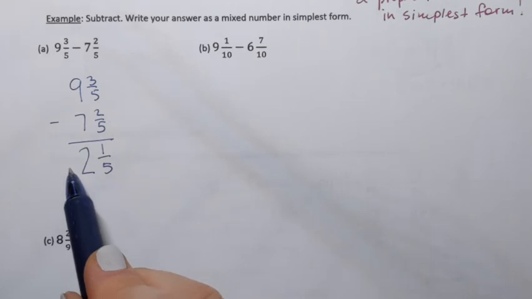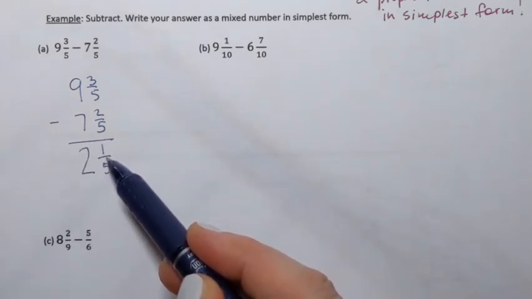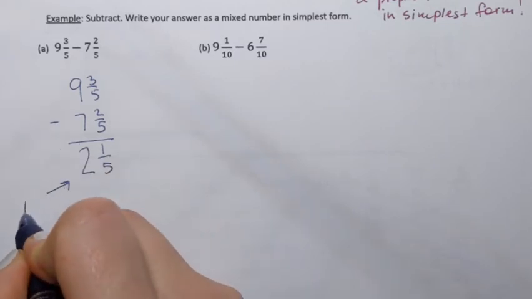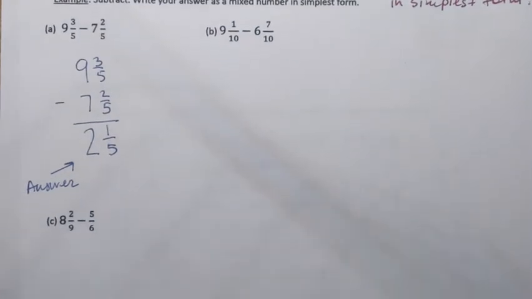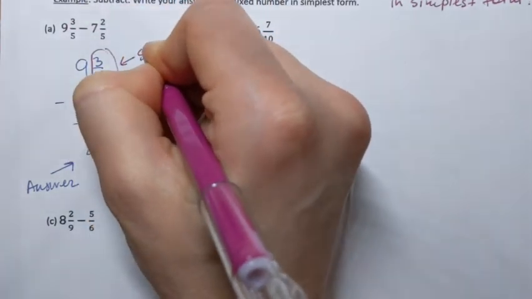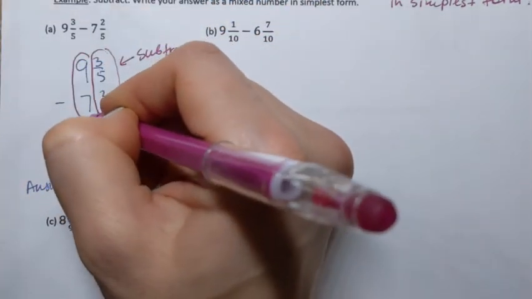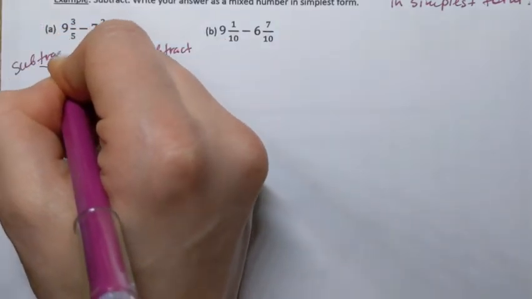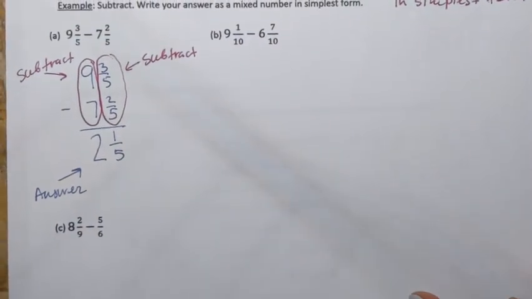So I'm looking at the result. I can see that this fraction is a proper fraction. And I cannot simplify it any further, so that means that that's the final answer. 2 and 1/5. So we performed the following steps. We subtracted the fractional parts and we subtracted the whole parts. Well, let's try it again with example B.